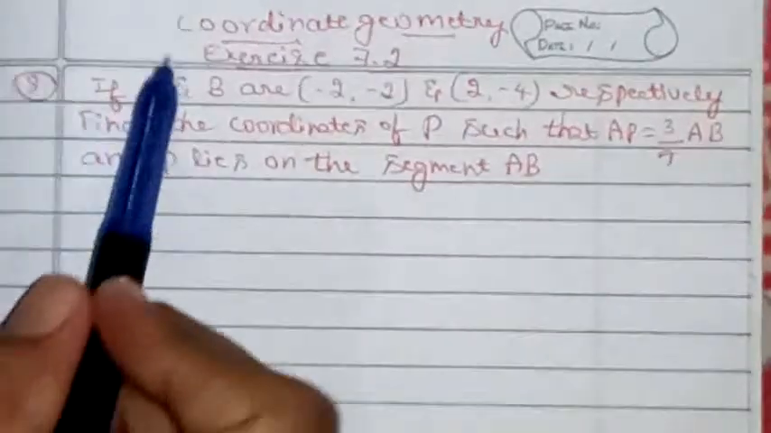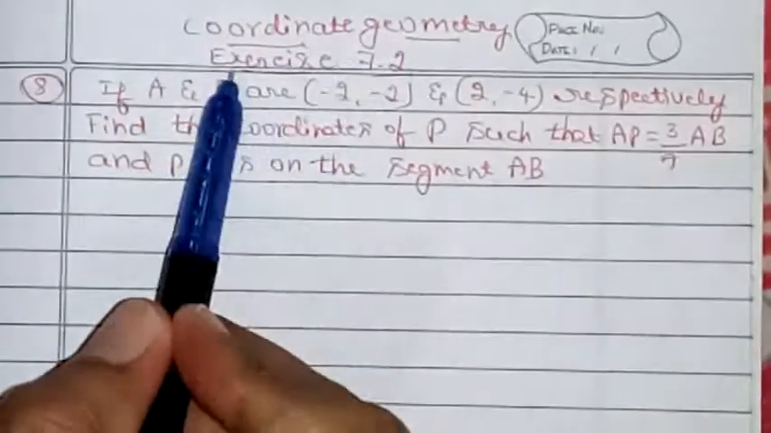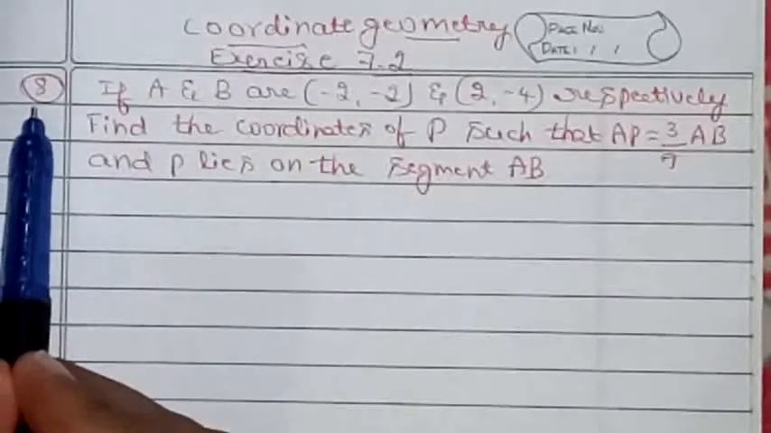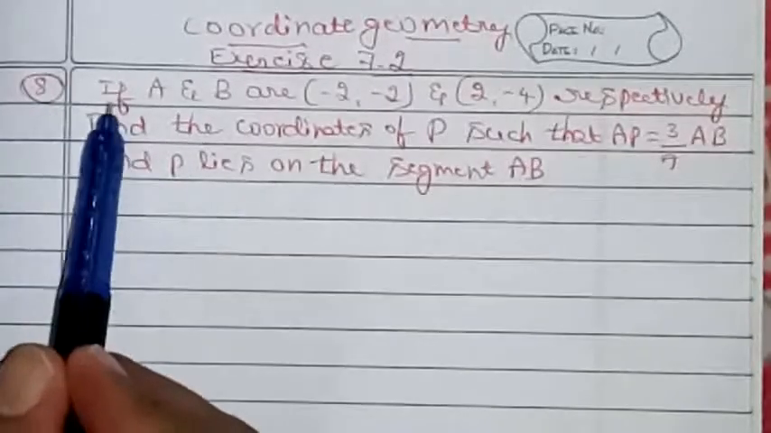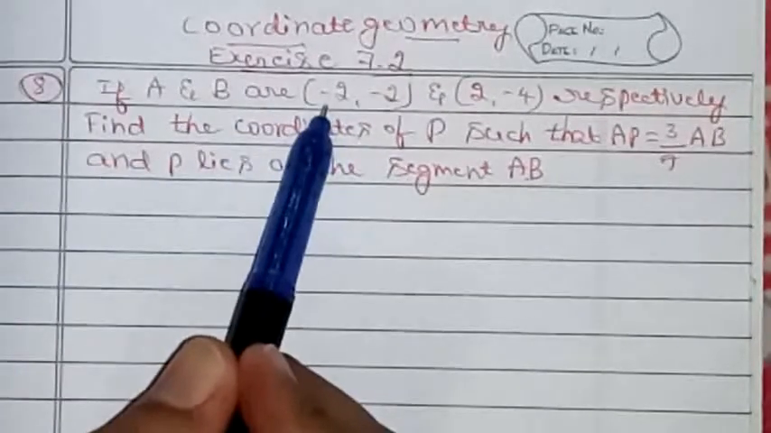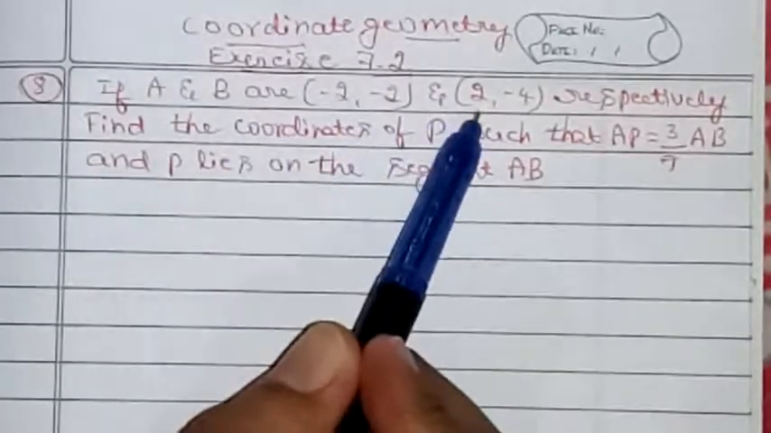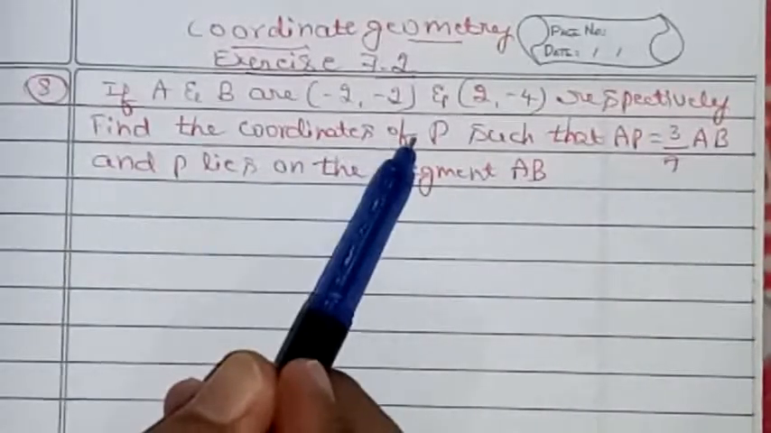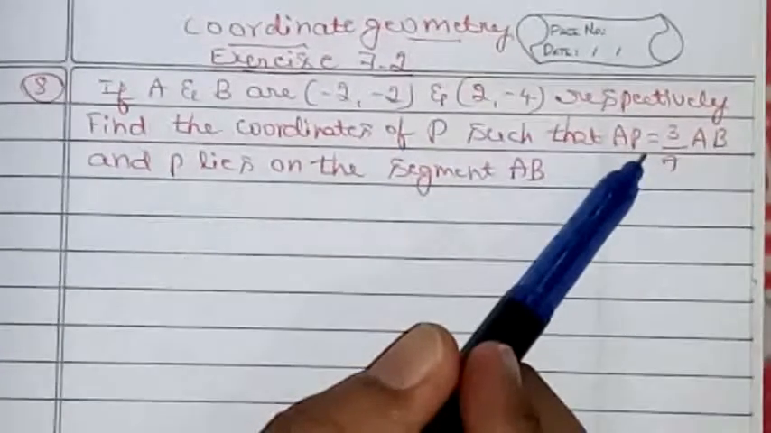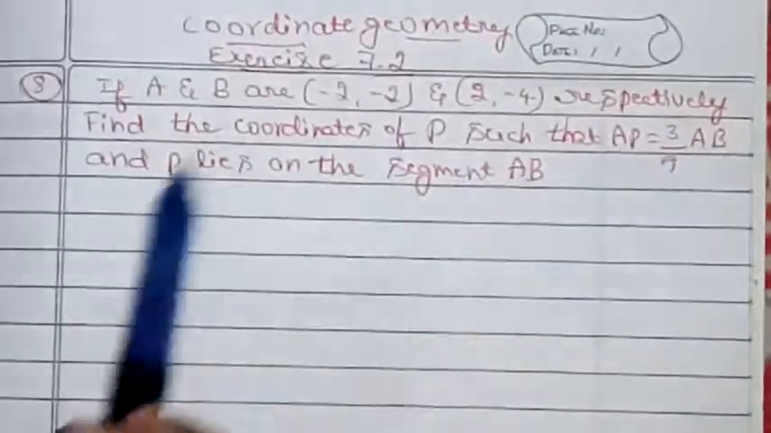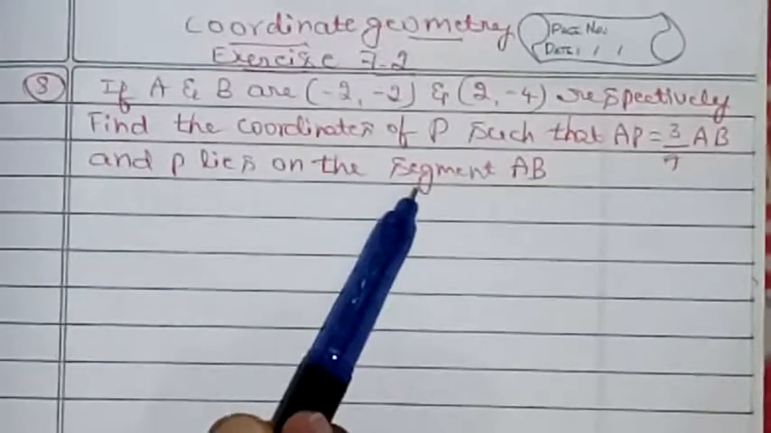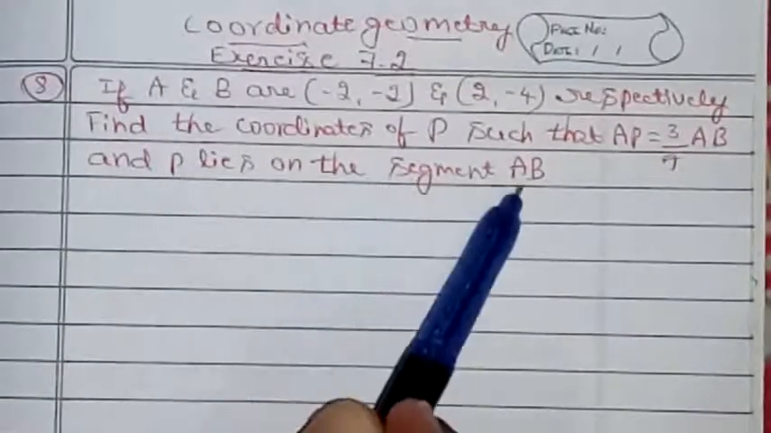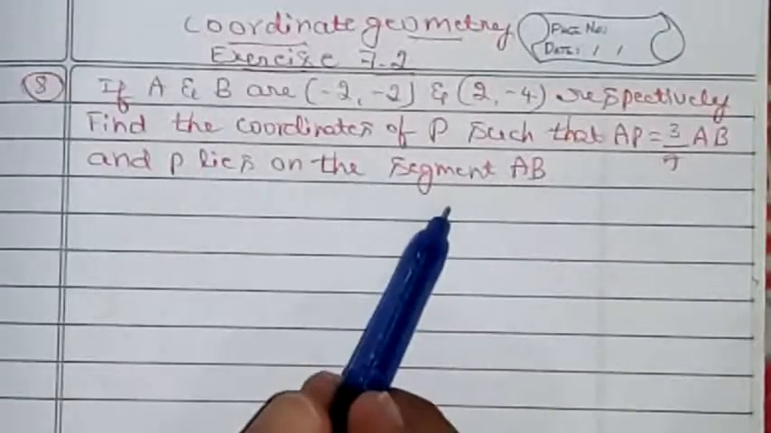So today in this video we'll solve the coordinate geometry exercise 7.2, the eighth one. Now the question is, if A and B are (-2, -2) and (2, -4) respectively, find the coordinates of P such that AP is equal to 3/7 of AB and P lies on the line segment AB, right? So this is the question.